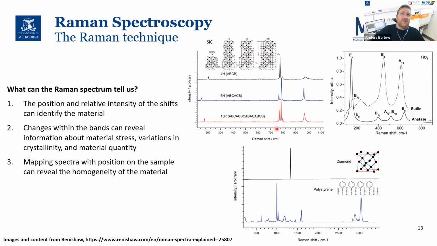So this is the silicon carbide, different crystal arrangements here. And this is the rutile and anatase forms of titanium dioxide. And you can see that the spectra are distinctly different. And similarly, we have diamond and polystyrene, effectively carbon. Obviously, polystyrene, the chemistry is quite a bit different, but the spectrum is accordingly very, very different as well. So it is excellent at identifying materials that have similar chemistries, but very different crystals and phases.